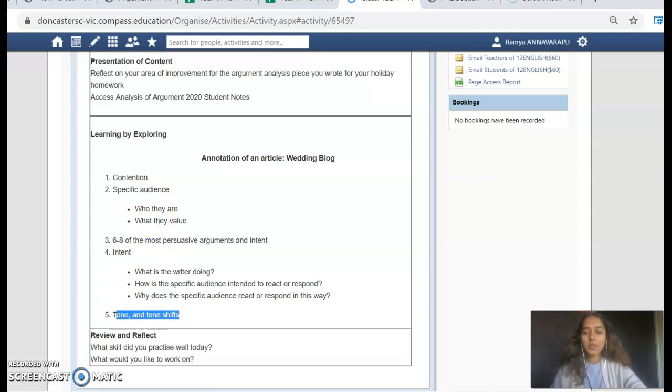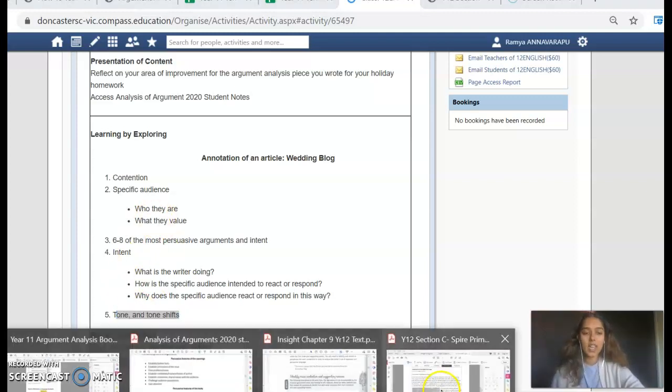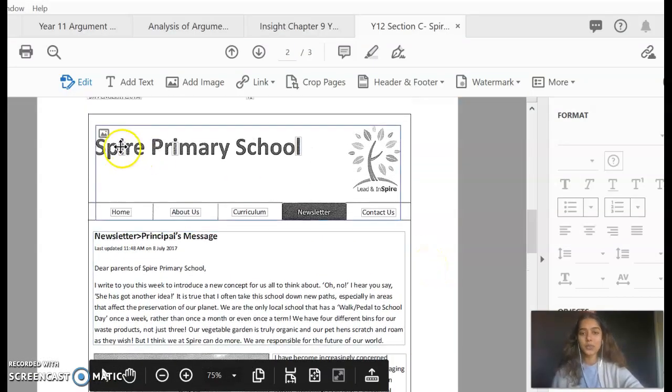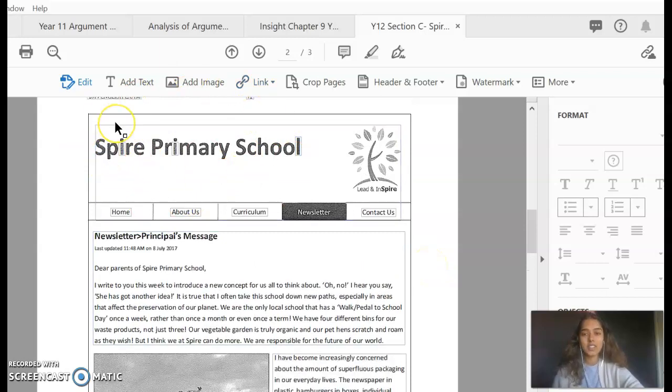Okay, so we're going to be looking at the Spire Primary School article, which you guys did over the holidays. I was going to say something. Oh, yes.